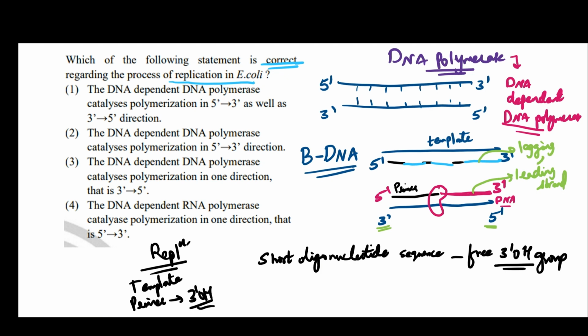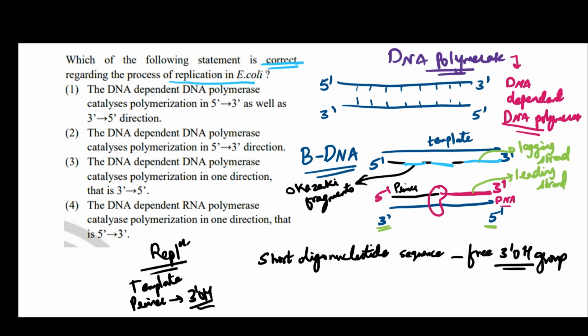Why? Because there is no continuous synthesis. These fragments are known as Okazaki fragments, where there is no continuous synthesis of the new strand, because here the template is running from 5' to 3' direction. So you can see that primers are present, which provide the free 3' OH group, and the new strand is being synthesized. These small fragments are known as Okazaki fragments. Later, the primers are removed and the fragments are sealed by ligase enzyme.